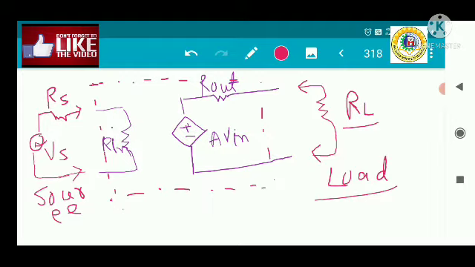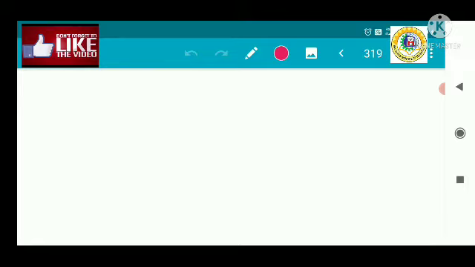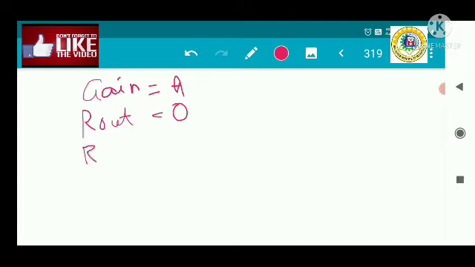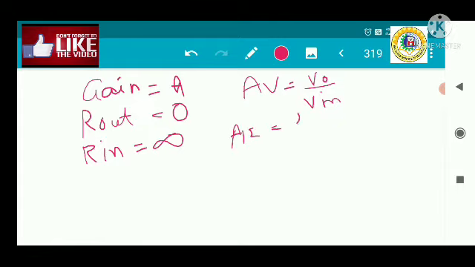Now in the case of the ideal amplifier, all of you know that the gain is represented by A, and for the output resistance, there must be some specification, that Rout must be 0, and the input resistance must be infinite. We have also discussed previously that the voltage gain is represented by V0 divided by Vin, and the current gain is represented by I0 divided by Iin.